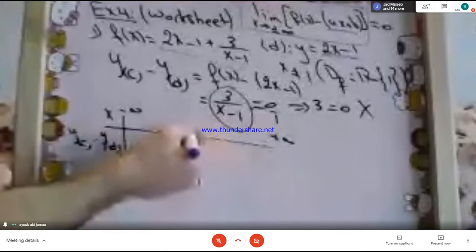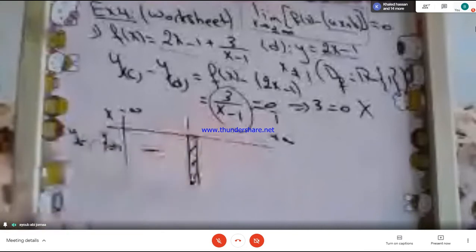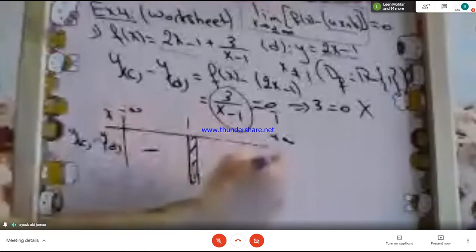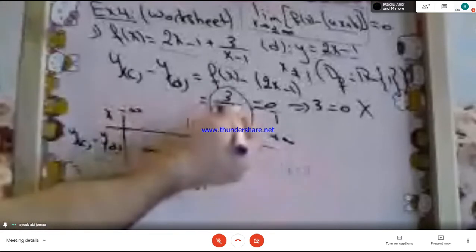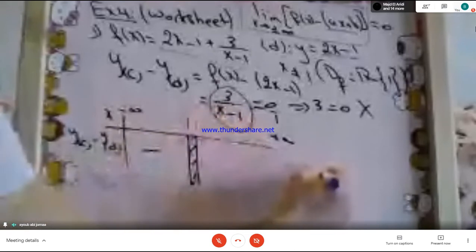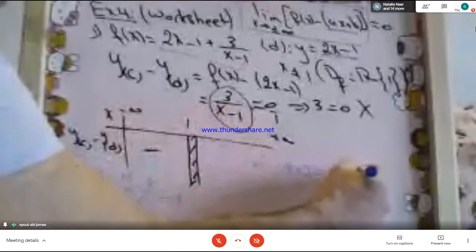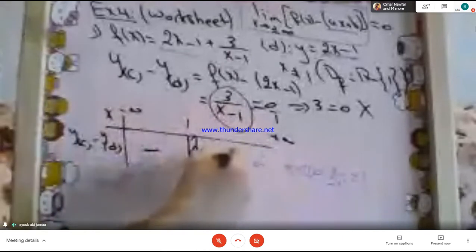And in this one, choose a number greater than 1, not necessarily slightly greater than 1. We are not finding a limit. The number you want, greater than 1, let's say 2. So if x equals 2, replace: 3 over 2 minus 1, which is equal to 3. It's positive. So you write here positive.